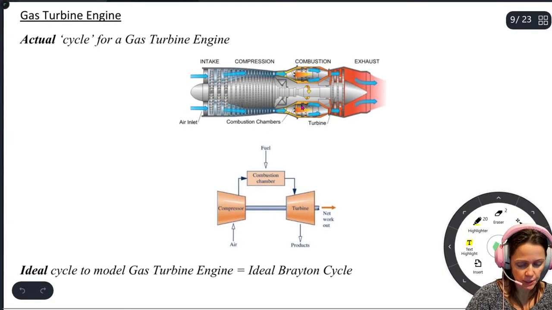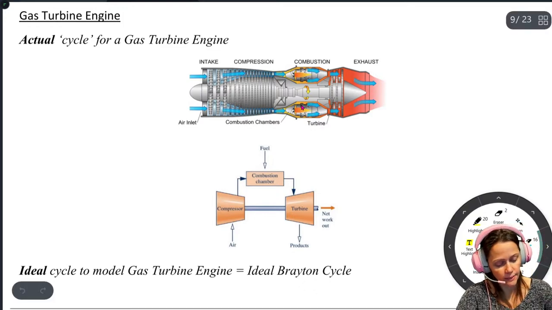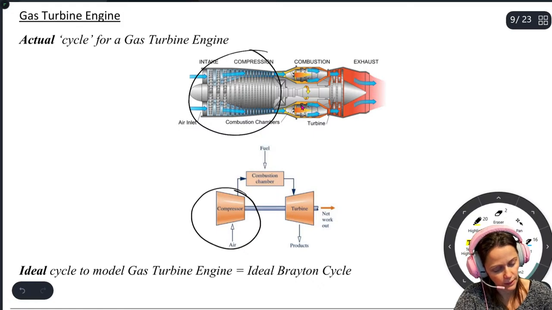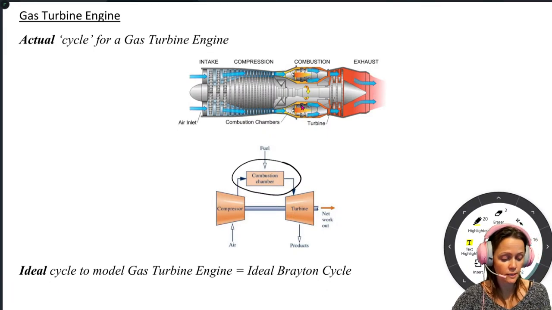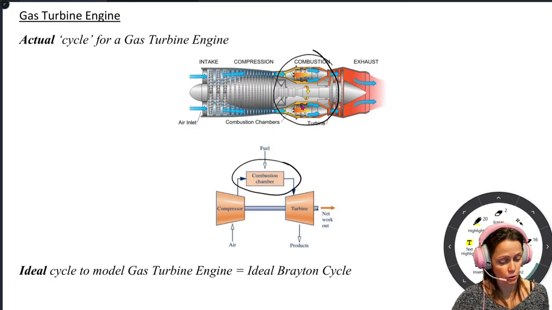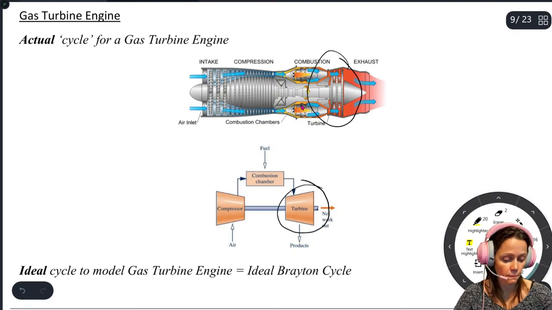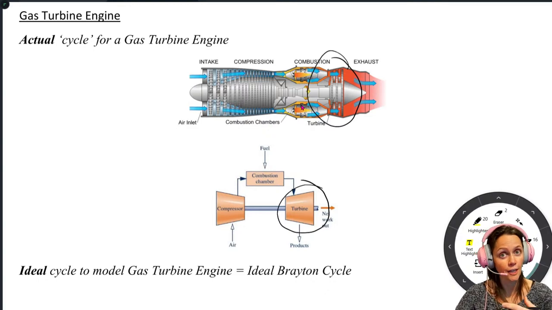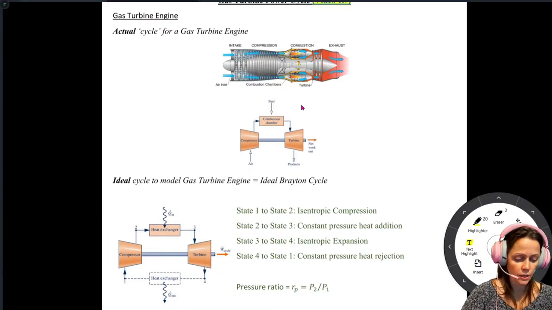So this is a schematic of an actual gas turbine engine. You've got a compression process, you've got the combustion process. You have an air intake. The air is compressed. Then that high pressure, high temperature air goes into a combustion chamber, where it's combined with fuel, and you have your combustion reaction. Then, of course, those high temperature, high pressure gases are expanded over the turbine, and that's where you get your power output. And then in reality, those products of combustion are rejected out as exhaust gases.